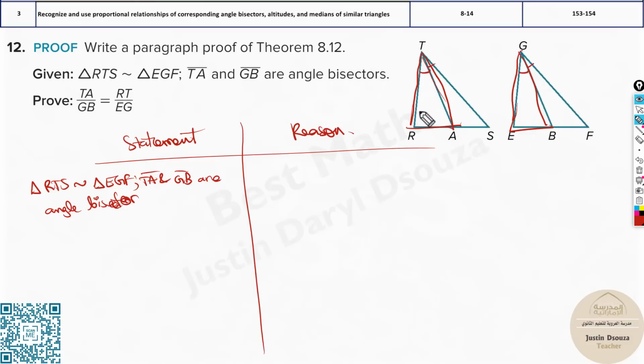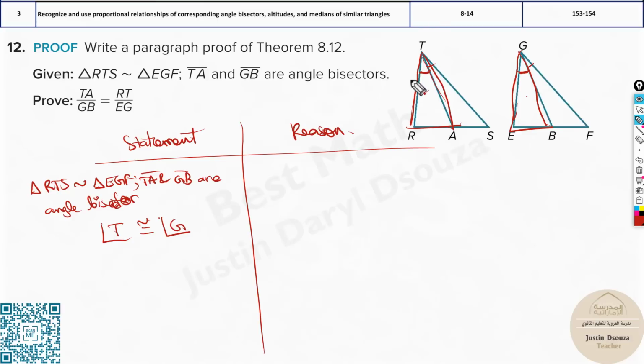Now, how can we prove they are similar? How can we get this proportionality? If we knew this triangle is similar to this, if these both triangles are similar, then obviously we can write this similarity statement. We know the whole triangles are similar, and the angles are the same. Already they have told us this angle is equal to this angle, so we can easily prove this by angle-angle similarity. I'll show you how. Angle T is congruent to angle G. That's the first thing.